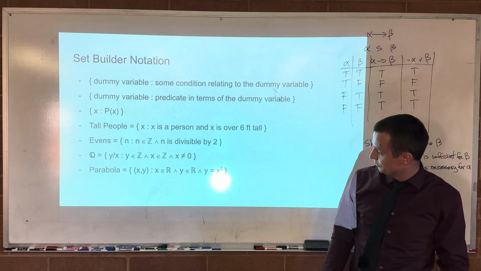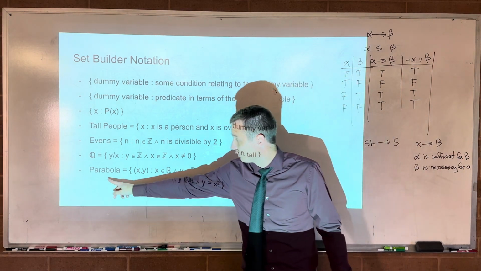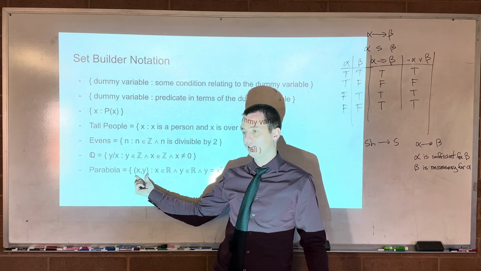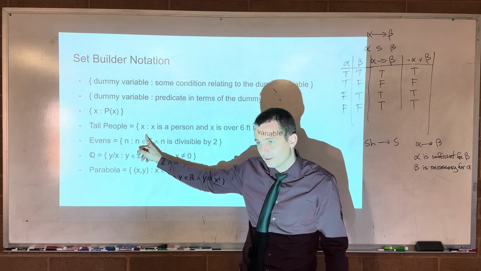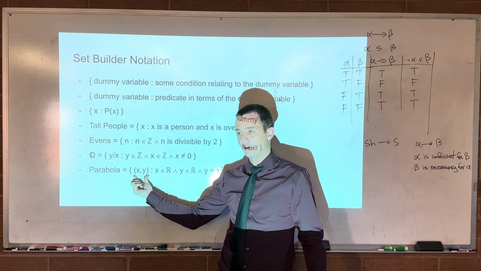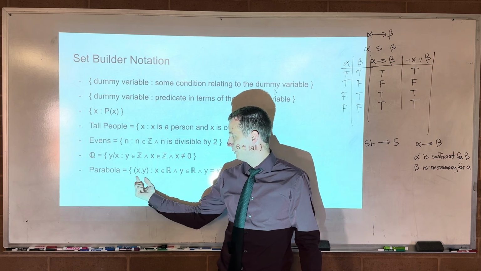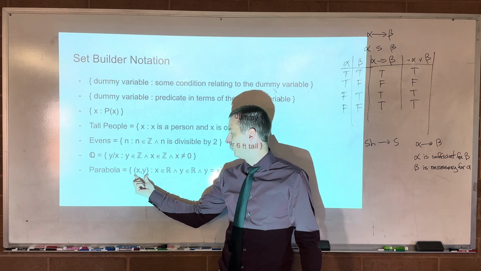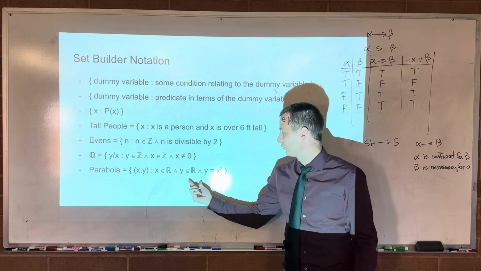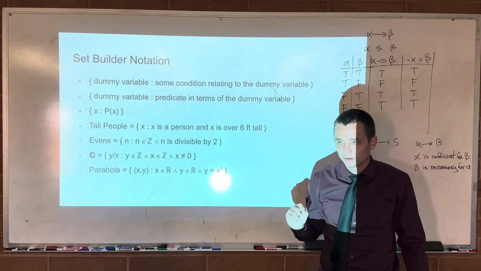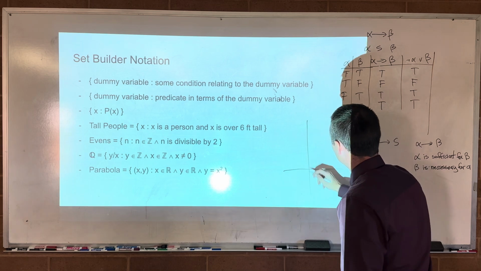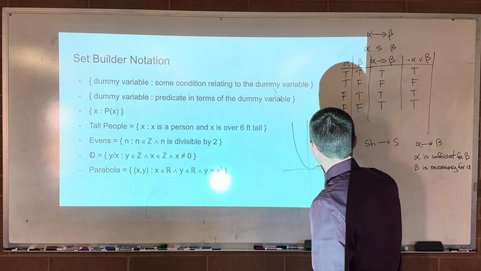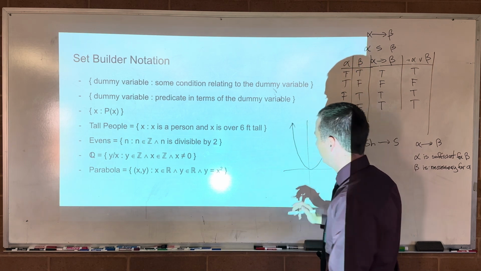Or we can think about a parabola. What's a parabola? It's a set of all points (x, y). So don't think your dummy variable has to be just an x. Now my dummy variable is an ordered pair, (x, y). So what's a parabola? It's the set of all points (x, y), where x is a real number, y is a real number, and y is equal to x squared. And that gives you these points on the plane, if we were to pick all those points. It gives you that parabola.